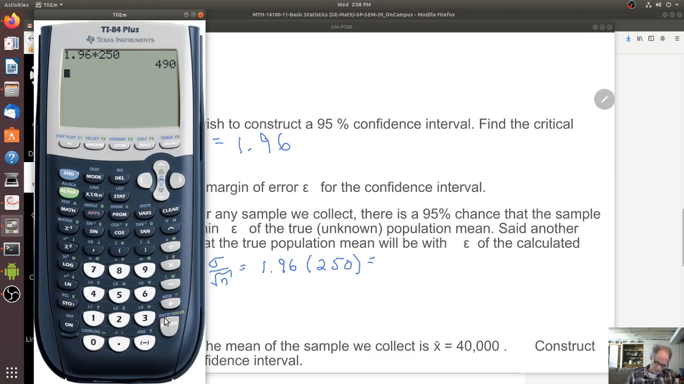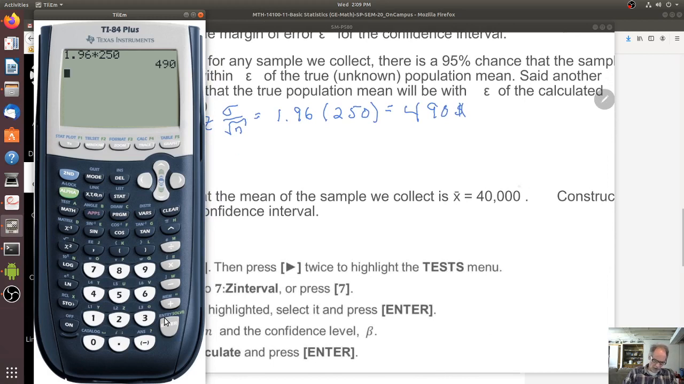$490. Okay, assume that the mean of the sample we collect is $40,000. Then construct the confidence interval. So the confidence interval is going to go between 40,000 minus 490, up to 40,000 plus 490.